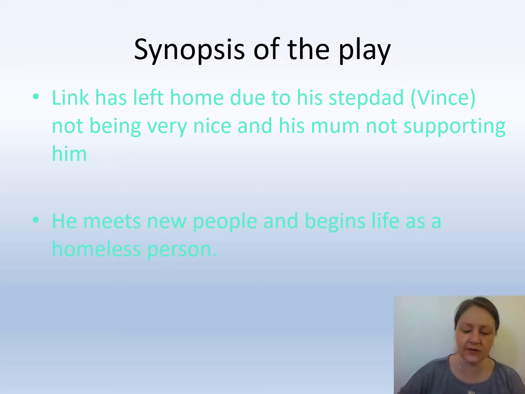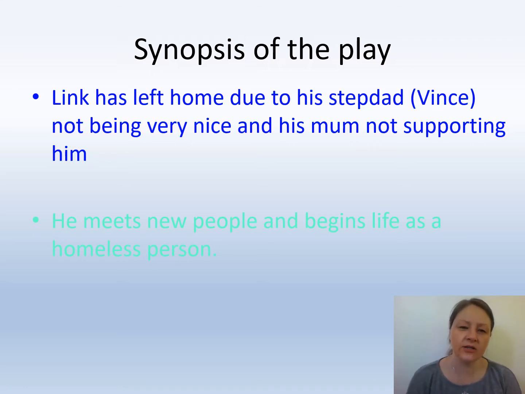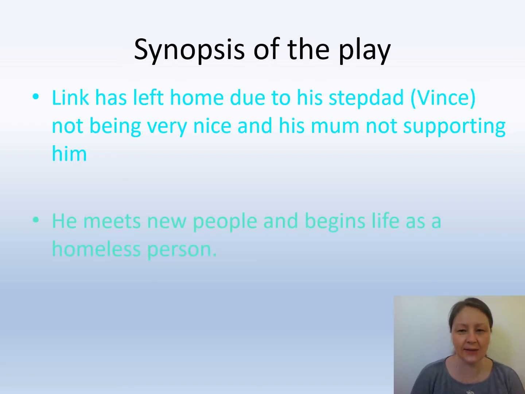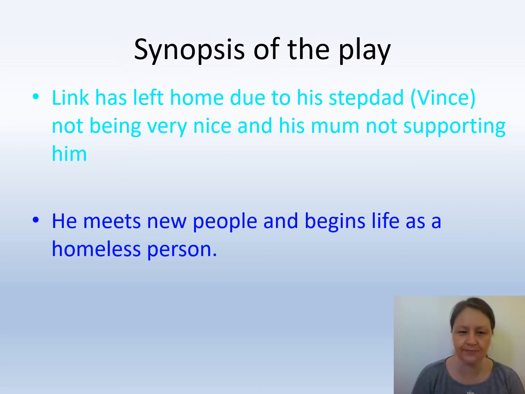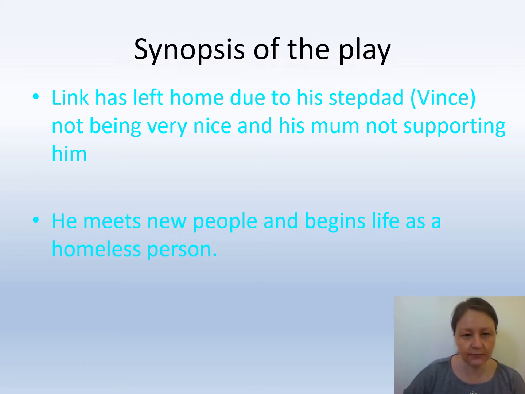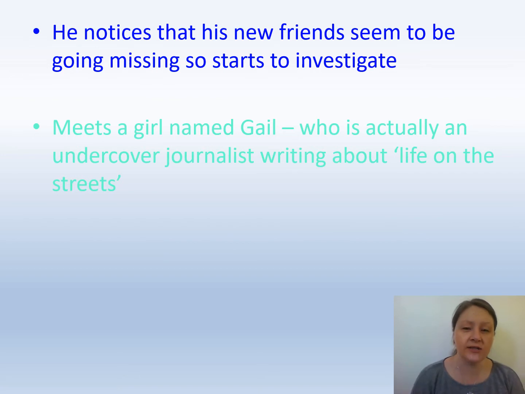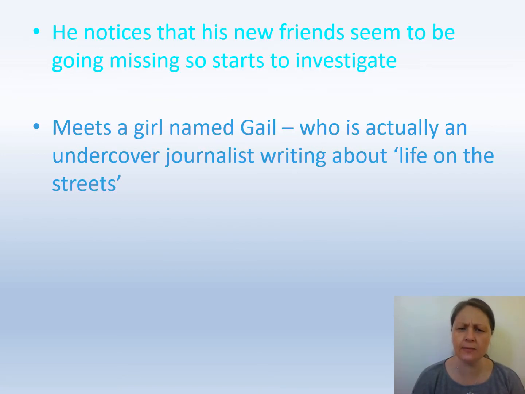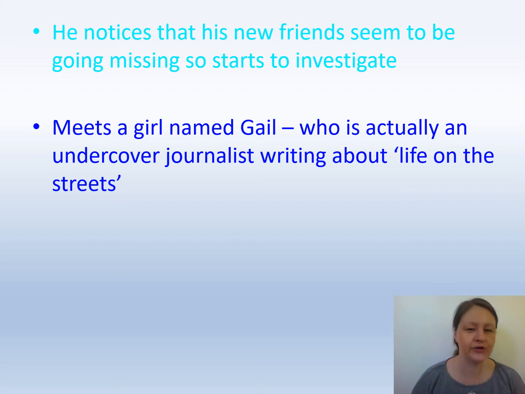So the synopsis of the play. This character called Link has left home due to his stepdad, Vince, not being very nice to him. He meets new people and begins life as a homeless person. He notices that his new friends seem to be going missing, so he starts to investigate. He meets a girl named Gail, who is actually an undercover journalist writing about life on the street. And obviously Link doesn't know that she's undercover. He just thinks she's a homeless person as well.